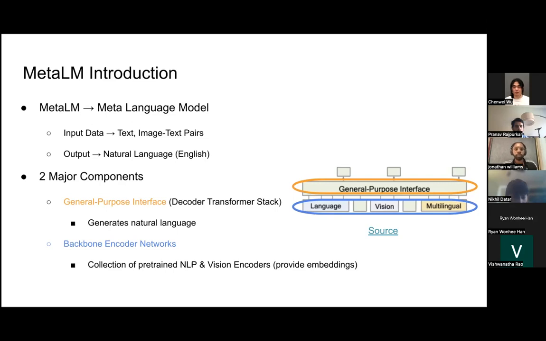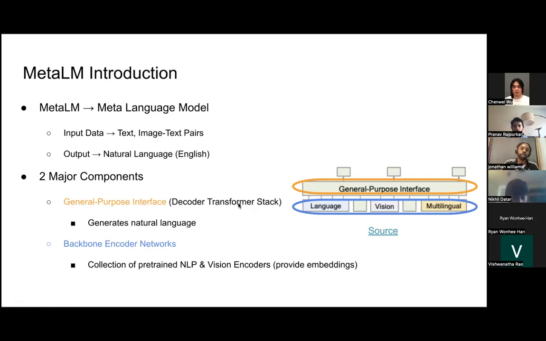And the model has two major components. It has a general purpose interface, highlighted in orange here. It's a stack of decoder transformers, and this stack helps generate natural language. So it actually outputs the word predictions from the model. That's the first major component.